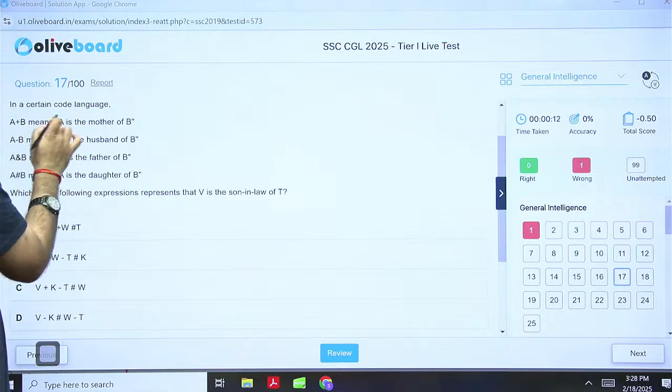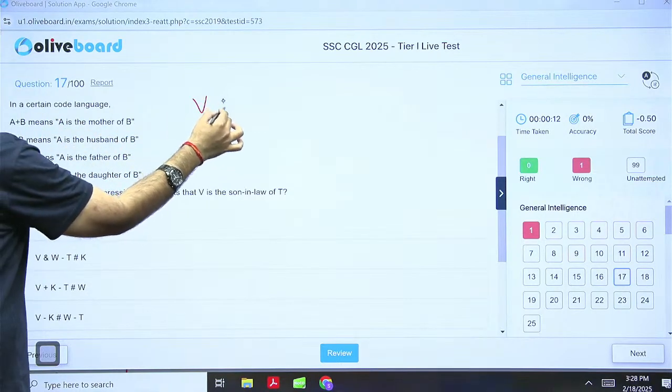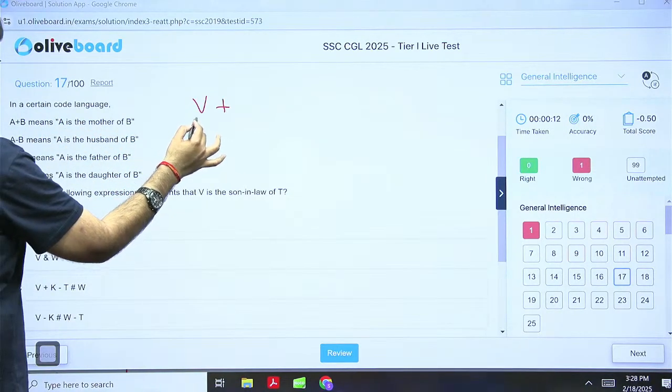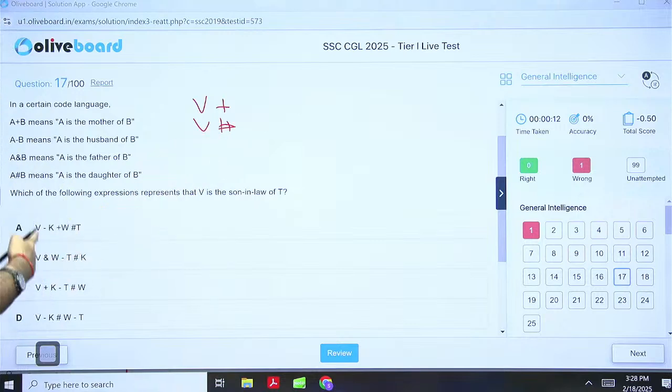If V is a male, so A is a mother, so V cannot be followed by plus, V cannot be followed by hash. So, wherever V is followed by plus and hash, you delete that. So, this is not possible. Okay. Now, let's try it quickly. So, we have two V minus K's, mostly A and D can be the correct answer.